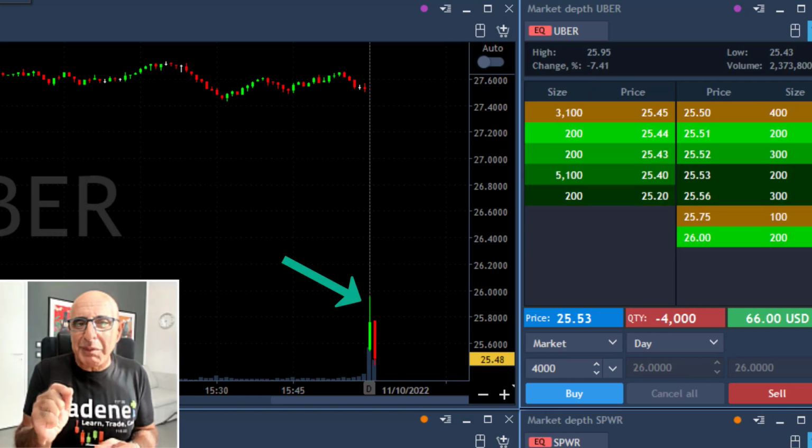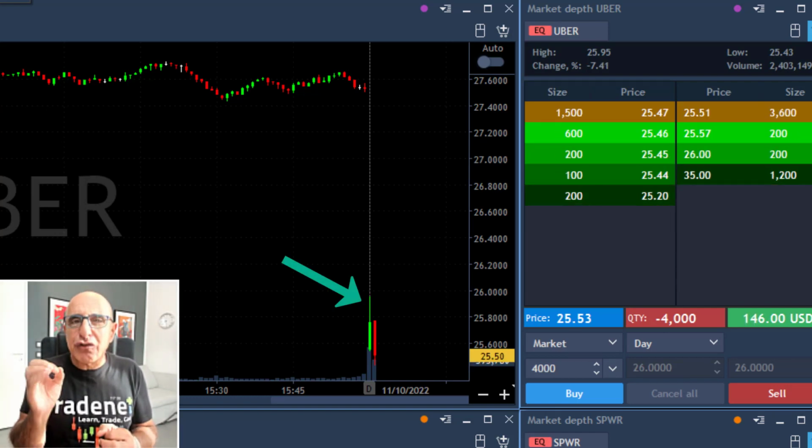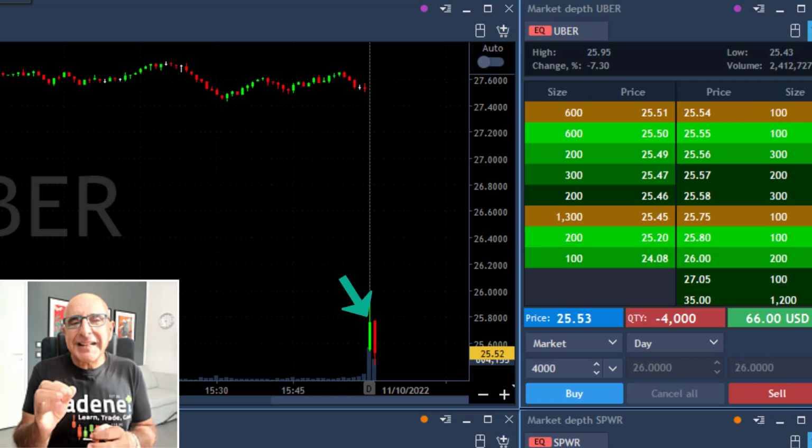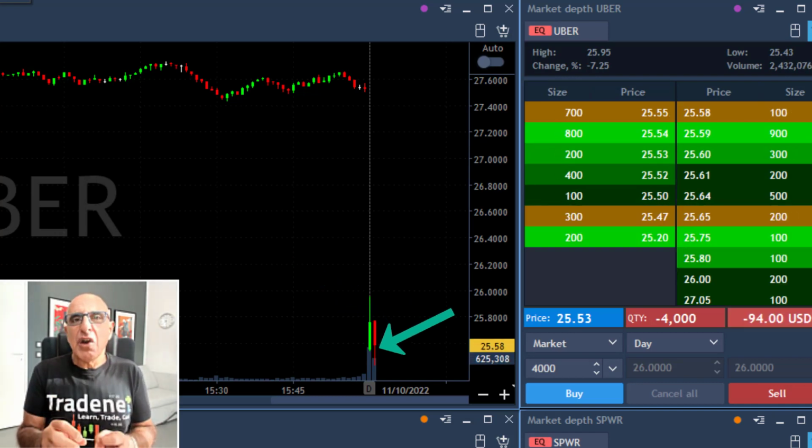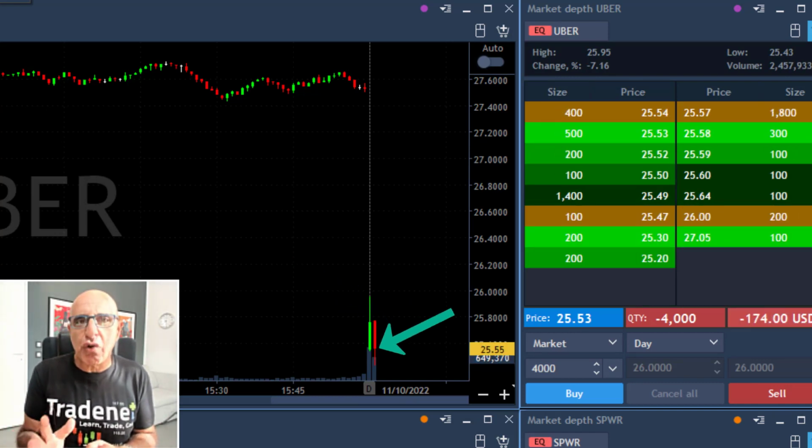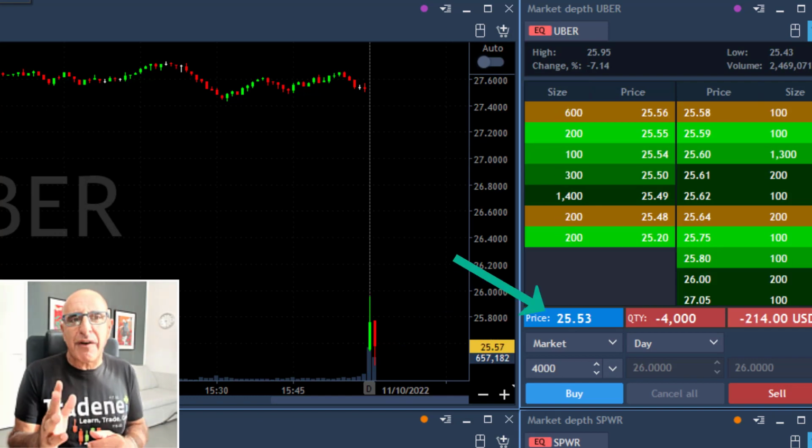So you see the first 1 minute candle, green candle, it tried to move higher. And then comes an engulfing red candle, which took it down. That's the place where I shorted it. Now my entry point is 25.53.